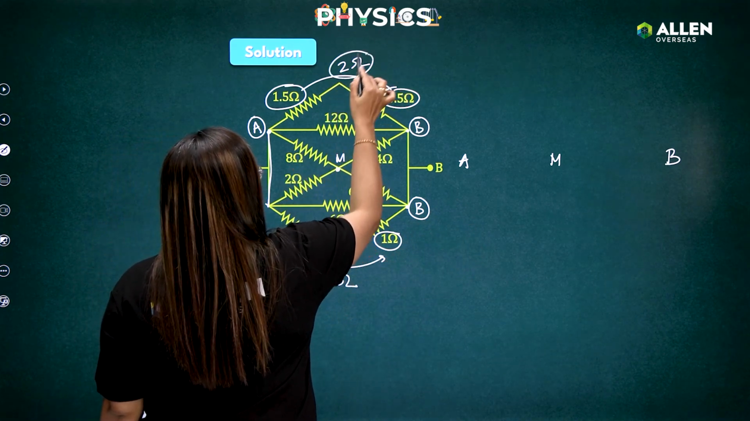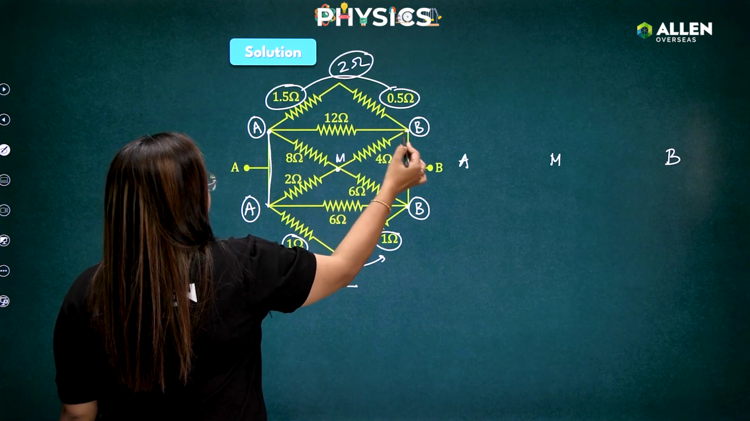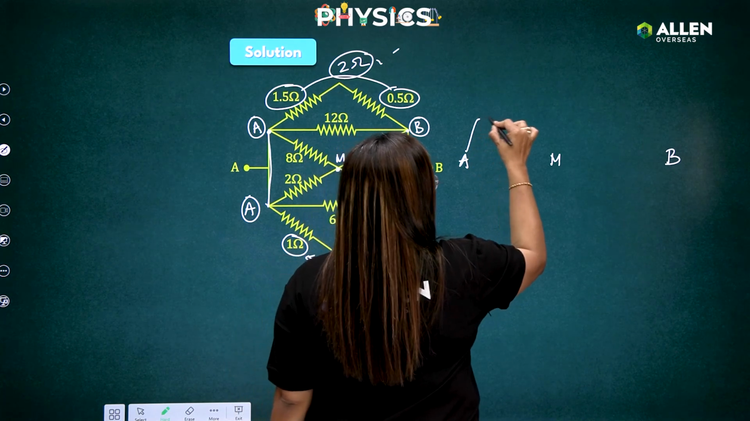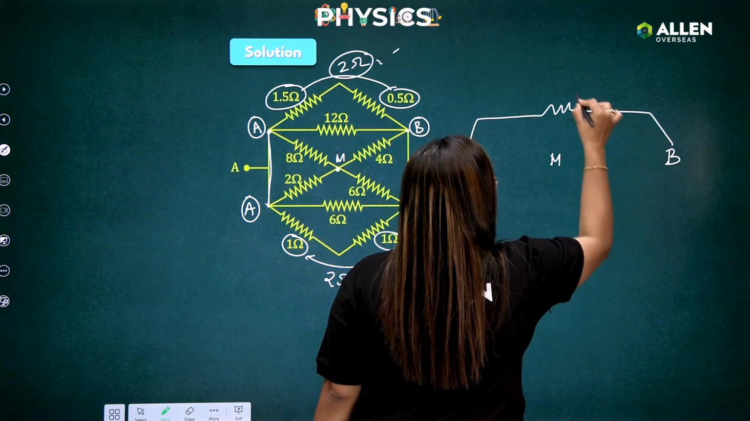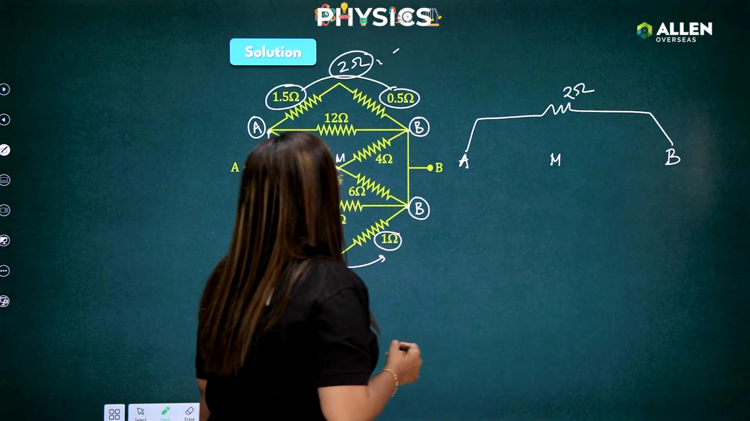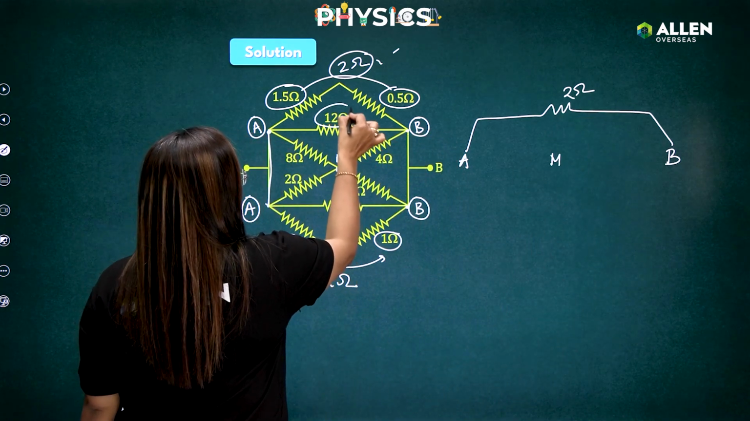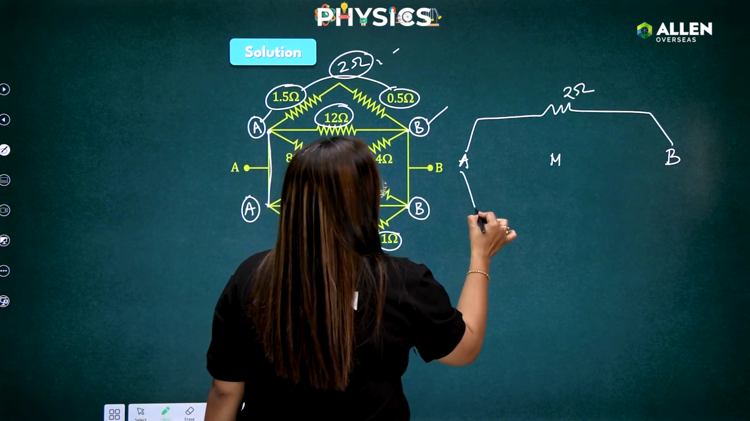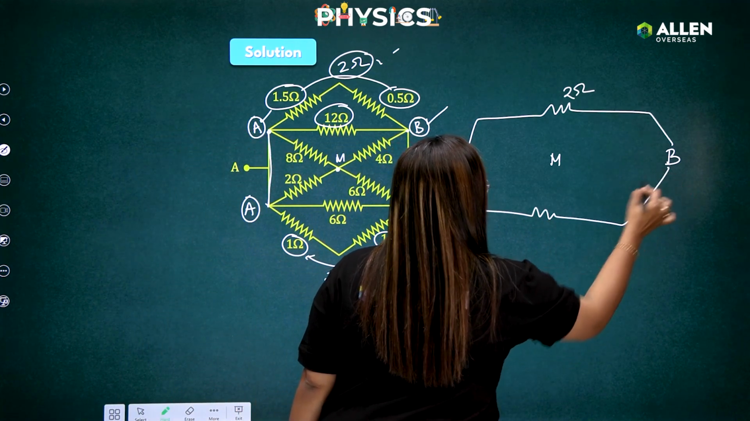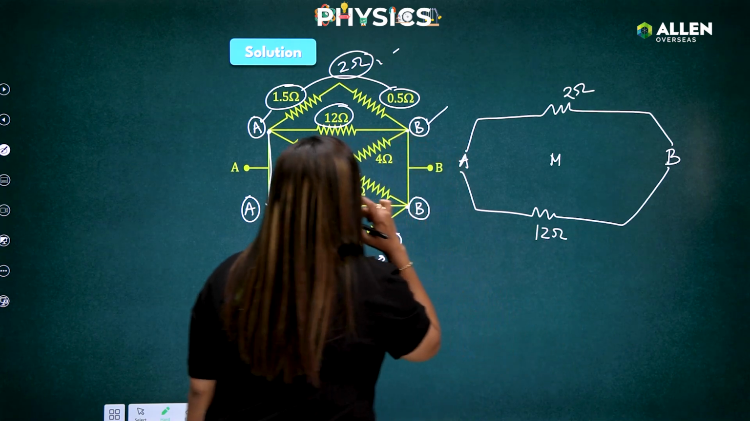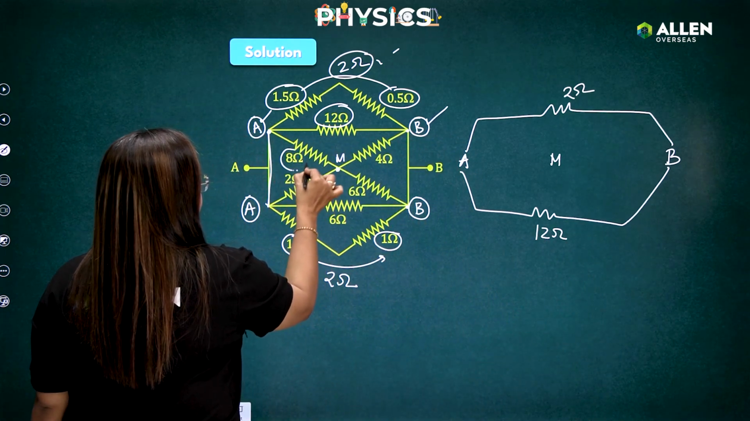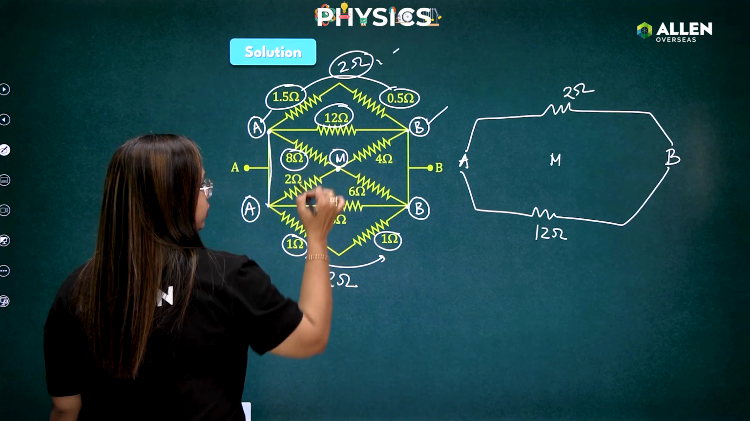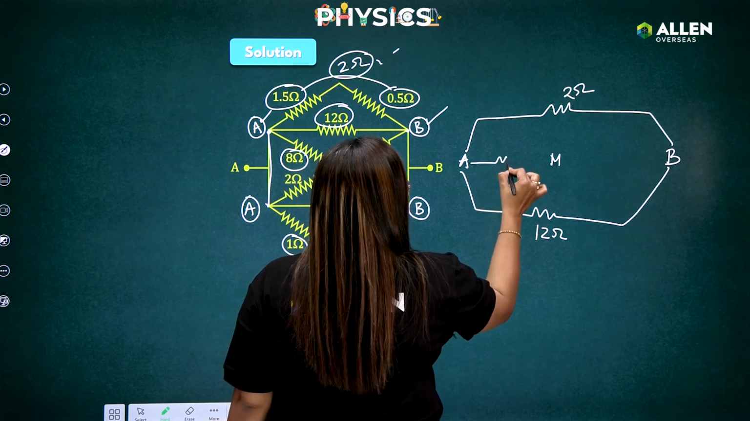Look at this 2 ohm. One end of 2 ohm is connected to A and the other end is connected to B. So I am going to connect it in this manner. This is 2 ohm. It has been taken and connected. Now look at this 12 ohm. One end is connected to A and the other one is connected to B. So I'll be taking it like this. This is 12 ohm. The next one is 8 ohm. One end of 8 ohm is connected to A and the other end is connected to M. So this is 8 ohm.